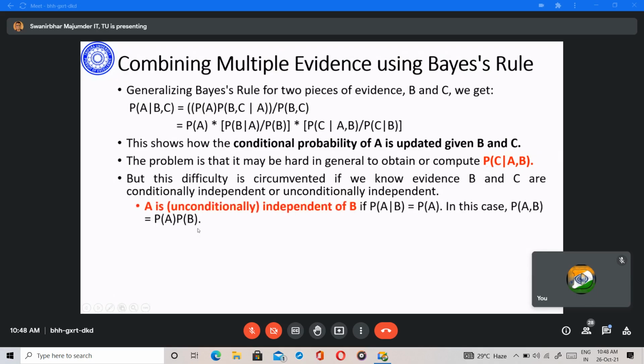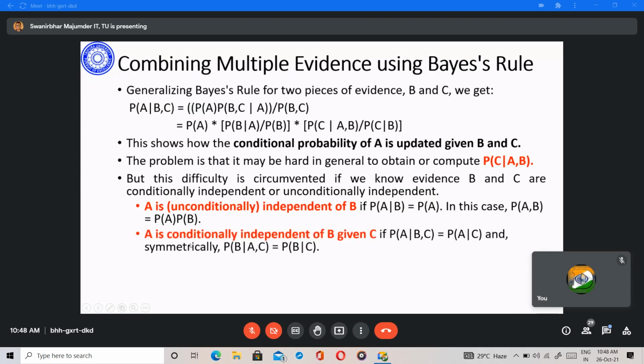But what we can do, if I say that A is unconditionally independent of B, that is P(A|B) is equal to P(A), means A is not at all dependent on B. So in that case, P(AB) is equal to P(A) times P(B). Again, if it is independent of B, and we have C, then P(A|B,C) is the same as P(A|C). So B is taken out, because A is conditionally independent of B. And based on that previous relation, symmetrically, we can write it for P(B|A,C).